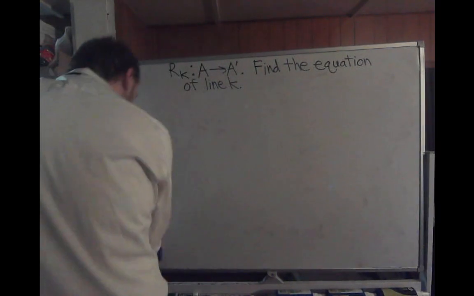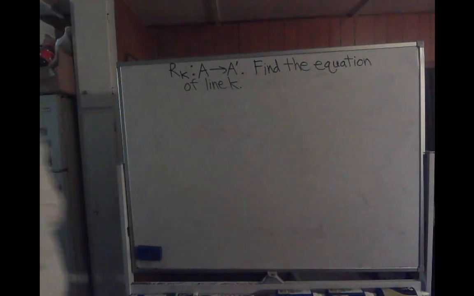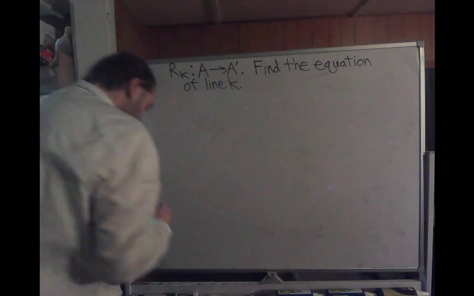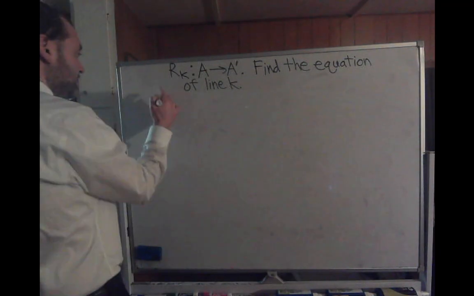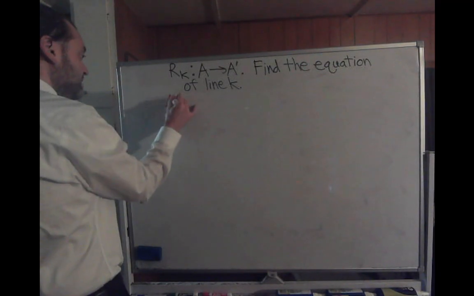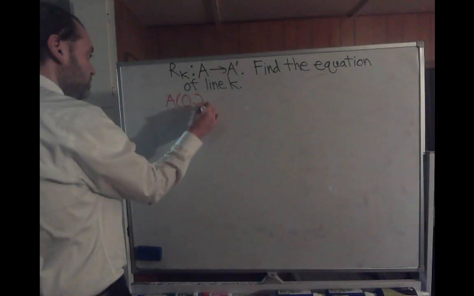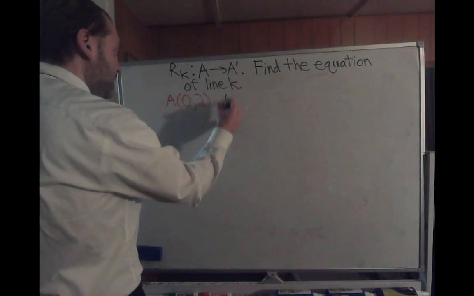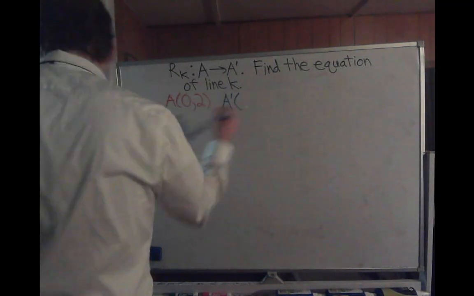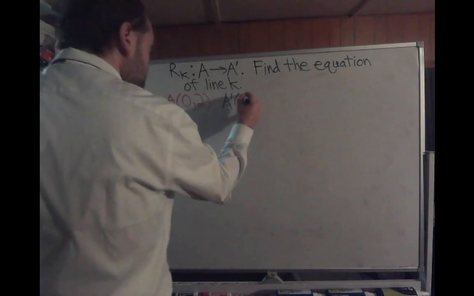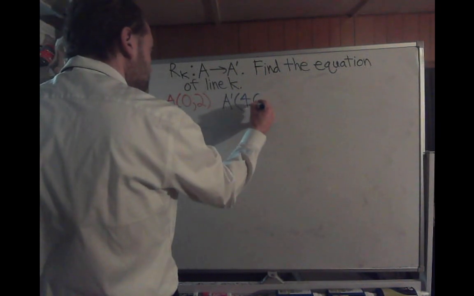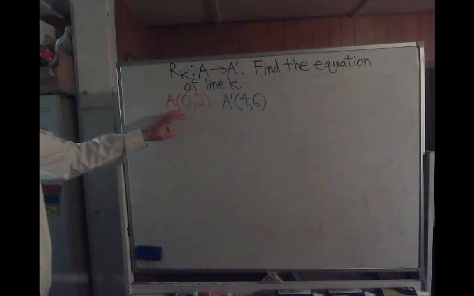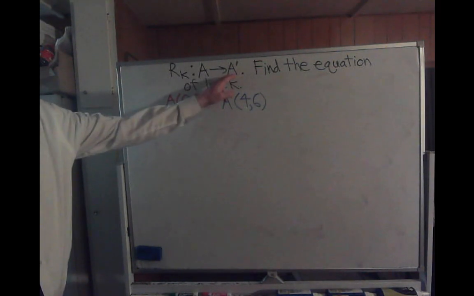All right, what do we got now? This changes again. I want the red marker. So A is at the point 0, 2. A prime is going to be located at the point 4, 6. So we have the reflection through line K at point A being 0, 2 yields A prime at the point 4, 6.